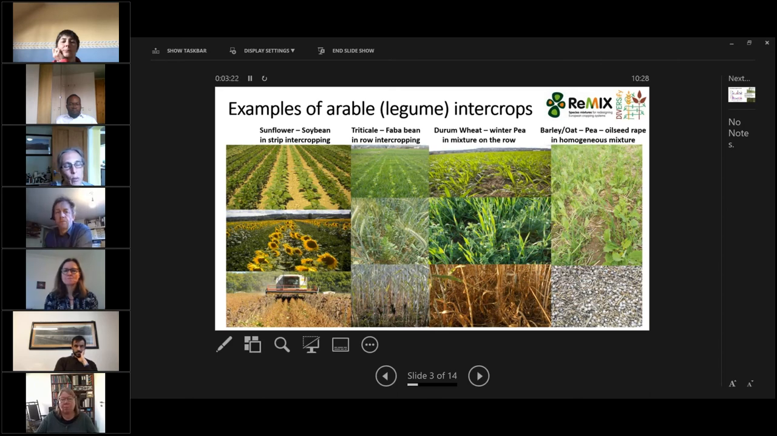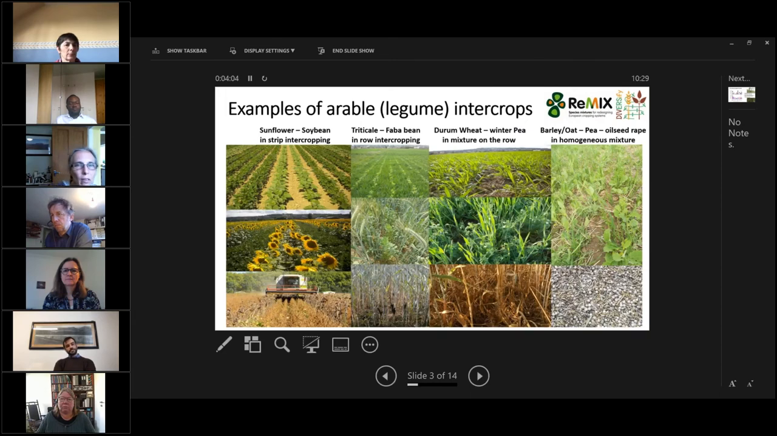The way that these intercrops can be grown can vary widely, ranging from strip intercropping, shown here on the left, with sunflower and soybean, where several rows of each crop species are grown alongside each other. Alternate row intercropping, where each alternate row in the field is a different crop, or the crops are mixed together in the row, as shown for this pea wheat example in the middle. And then on the far right-hand side, a complete homogeneous mixture, where a mixture of, in this case, cereals, pea and Ausset rape have been broadcast into the field.